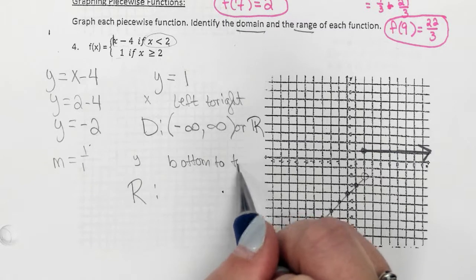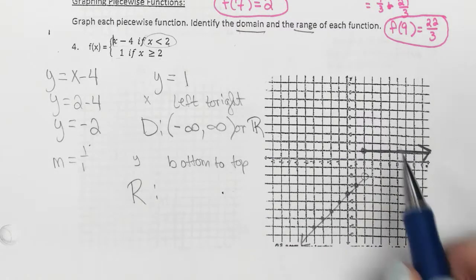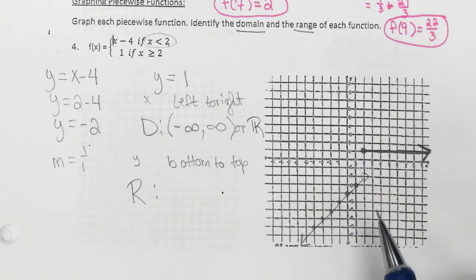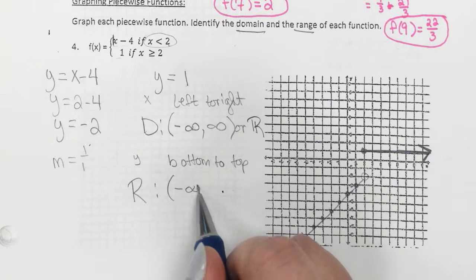Bottom to top. You're going to start at the bottom and work yourself all the way up the corporate ladder to the top, right? So do you see anything that's going to the bottom? Yes, it's definitely going to the bottom, so that is negative infinity, and infinities always get a parentheses.